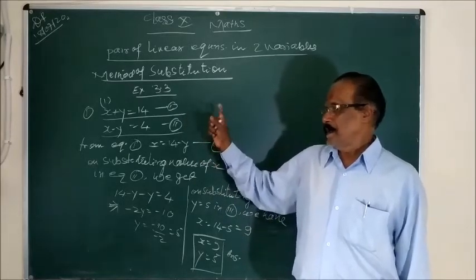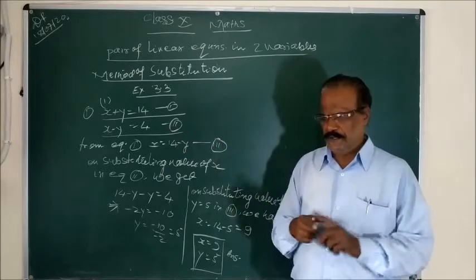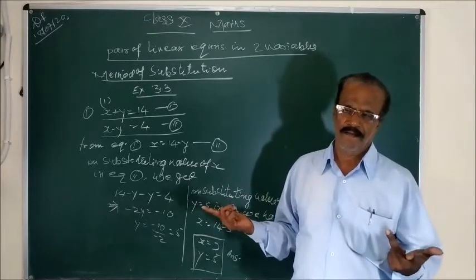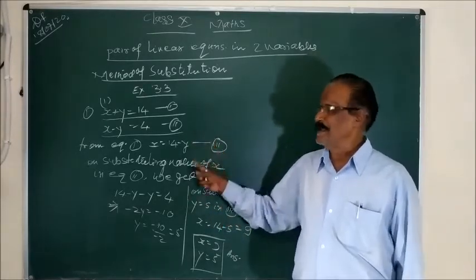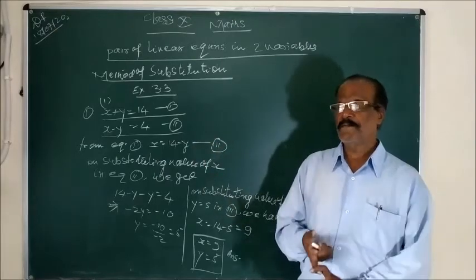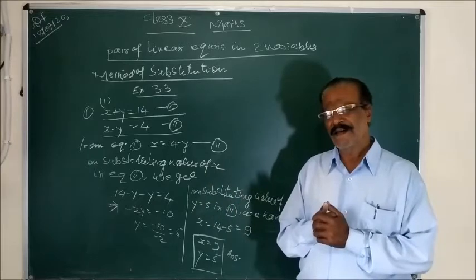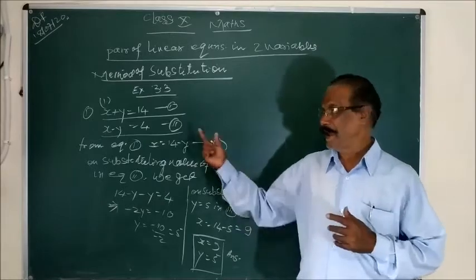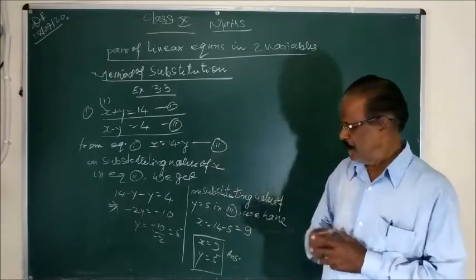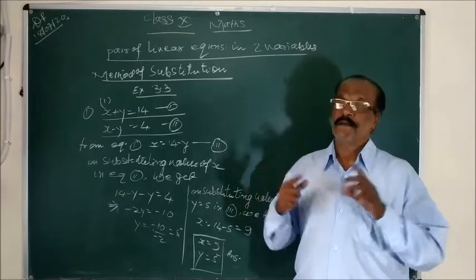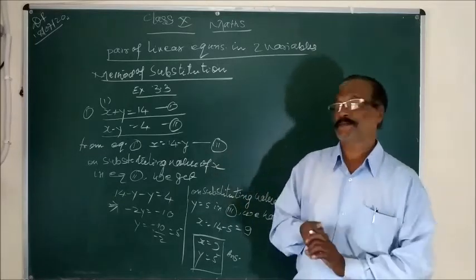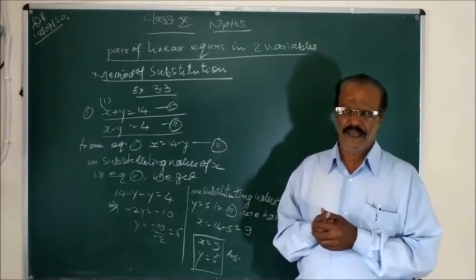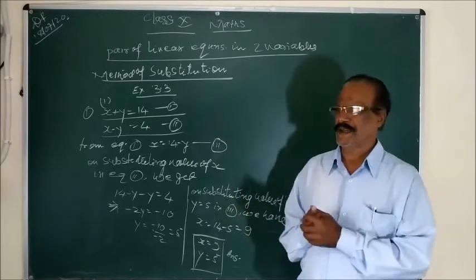I will re-explain. In this method of substitution, we find the value of a variable in terms of another variable, and you put this value in the other equation. On simplifying, you will get the value of one variable, and now you put this value in the other equation, any equation, equation 1, 2 or 3, and you will get the values of both the variables. This method is called the method of substitution because we have substituted the values of x, and that is why it is known as the method of substitution.